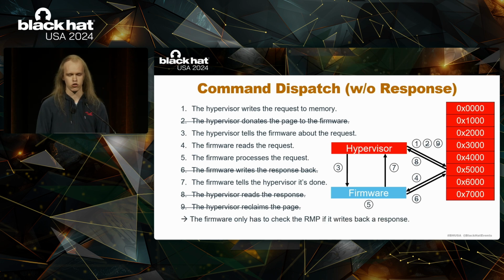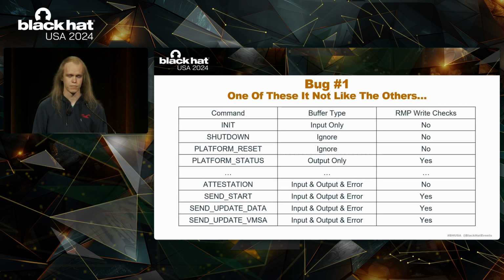And so the conclusion from this is that, well, it's a bit complicated. In some cases, the firmware actually needs to check that it owns that memory, and in some cases it doesn't. It really depends on the command. And the way this is actually implemented is that the firmware has a big table for every command. It lists the buffer type and whether or not RMP write checks need to be done. So for example, for the init command, which is used to initialize the platform, this command only reads an input. It doesn't write back an output. And so no RMP checks need to be done because the firmware never does any writes.